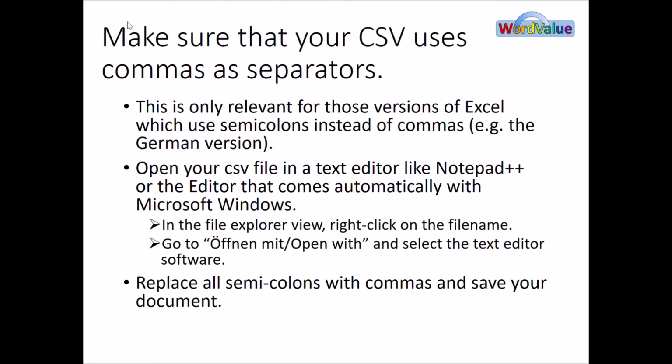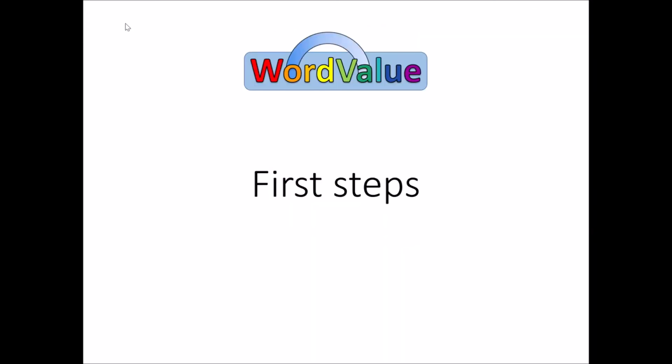However, if you're working with the German version of Excel, there's an additional step that you need to go through, and that is because that version uses semicolons instead of commas as separators in the CSV files. To remedy this, open your CSV file in a text editor like Notepad++ or the editor that comes automatically with Microsoft Windows. Automatically replace all semicolons with commas and then save your document.